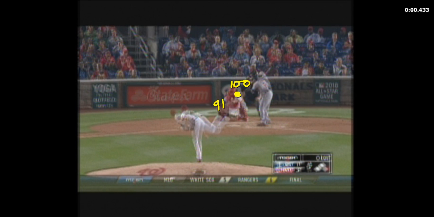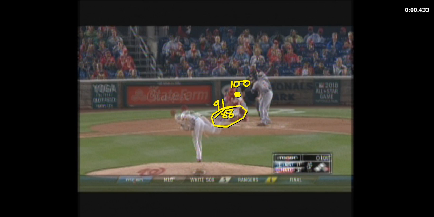That's what happens when you throw 91 middle away. When you throw it down and away, it's closer to 88. And now if you throw your off-speed pitch at 86, 87, 85, you're just begging for trouble. It's just a matter of time. It's not a matter of if it's going to happen. The accidents are going to happen. It's just a matter of when do they happen.